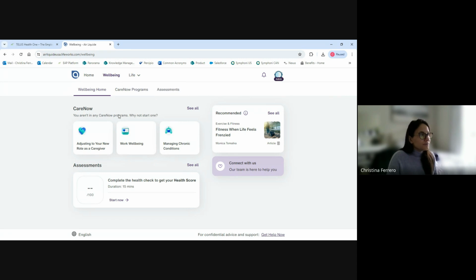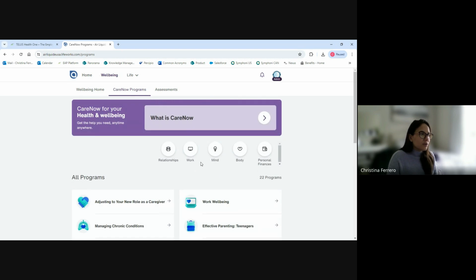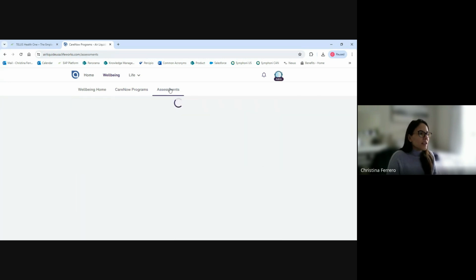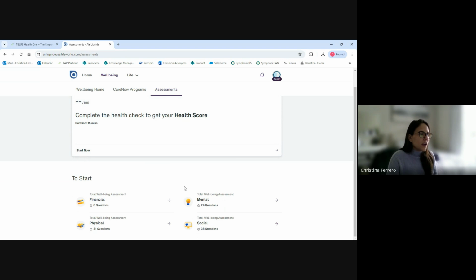And then again, the Care Now program specifically is in this tab. If you'd like to get that self-directed help without speaking to a counselor verbally or even over the phone. And then the assessments here. So this is the total well-being assessment I was speaking about. Again, it's just a simple questionnaire.